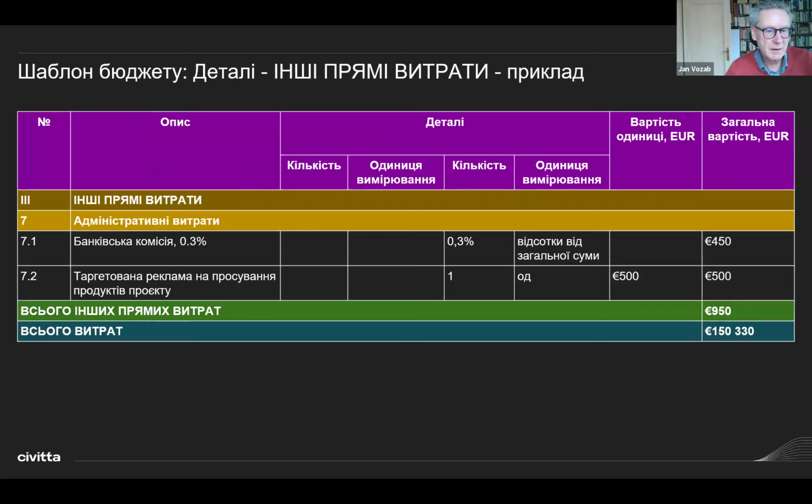0.3% of the bank loan. And the visibility, I think, yes, visibility or something like that, marketing materials for the project. So these are direct costs not associated with individual activity of the project, but associated with the project as a whole. And these other direct costs are put in this part of the project.